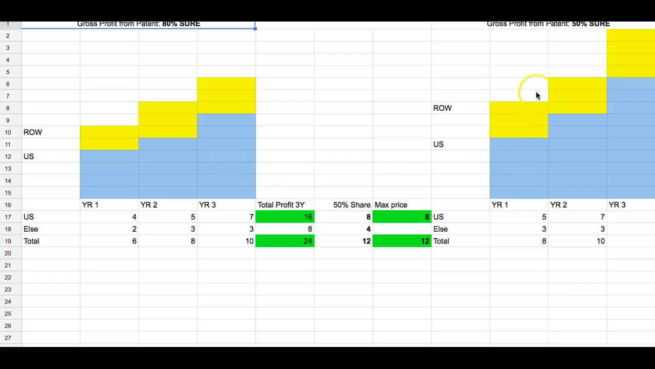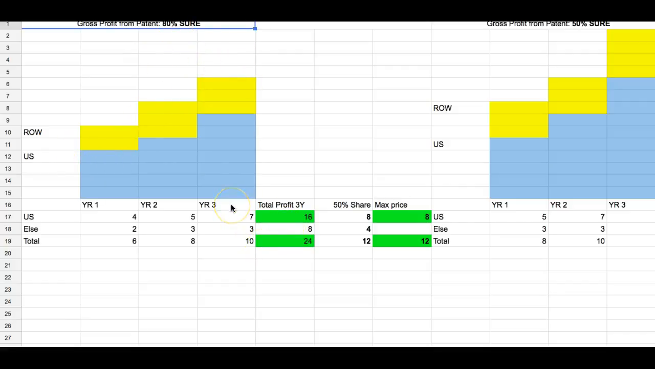But then the question is, am I going to go for profit share, or am I going to go for a price up front? And who's going to negotiate with this? And who's going to negotiate with that? So basically, you can base yourself on this and say, okay, I want to have a profit share.